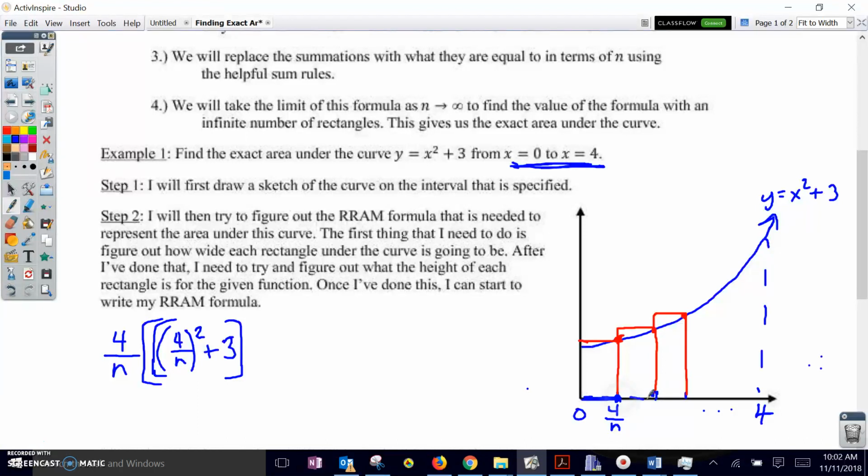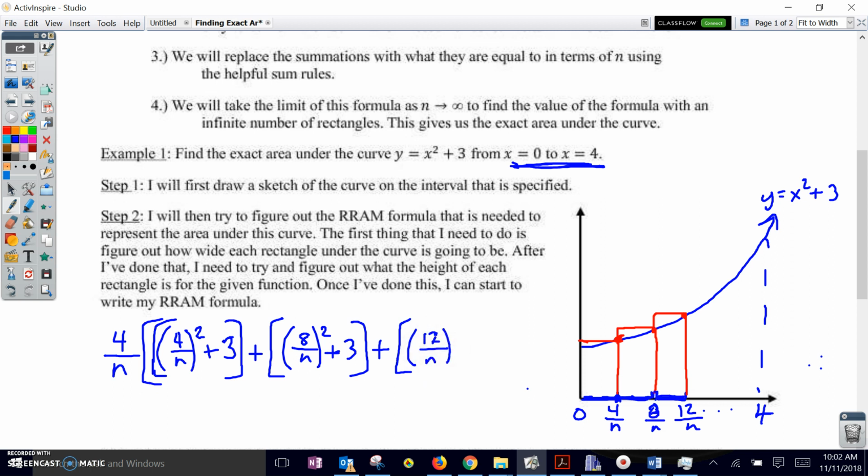Now, where's the second rectangle? Again, the width is 4 over n, and so we're going to find the value of the function at 8 over n. So we'll put 8 over n into our function. And then the next rectangle happens at 12 over n, and so we'll do that. We'll keep doing that for all the rectangles, all the way up until the last rectangle, where the value of the function is found by substituting the right endpoint, 4.